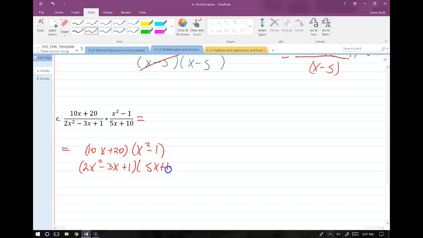So now, before I start canceling things, I want to make sure everything's fully factored here. So the first thing I'm going to do, I'm going to tackle this guy right here. It looks like I can pull a 10 out of that, so I'm going to go ahead and do it. So I have 10 on the outside, and what remains is x+2. As far as this guy, this is a classic difference of squares, right? x^2 − 1^2. So that gives us (x+1)(x−1), exactly.